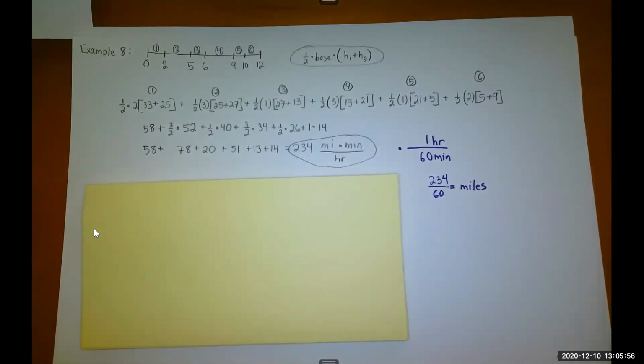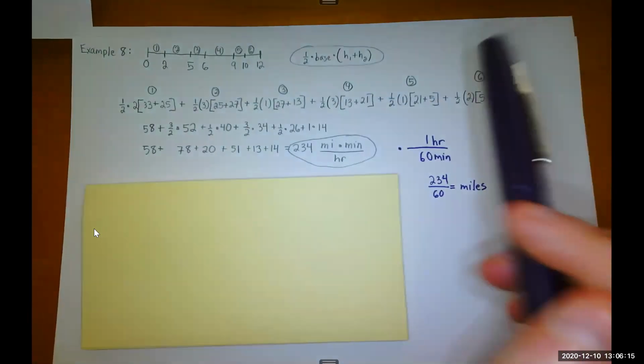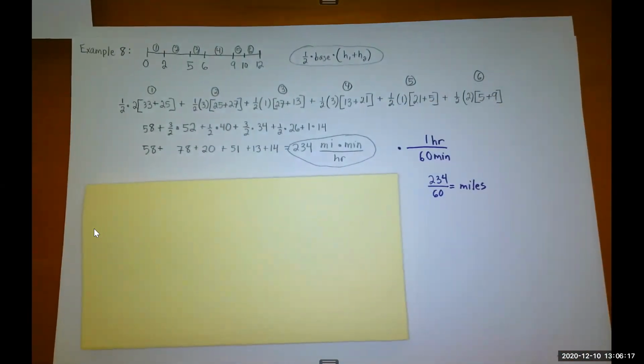Which brings me to the last idea about this problem. We could have, from the beginning, changed those minutes into hours, and then we wouldn't be in this position. So I could have done 2 over 60, 3 over 60, 1 over 60, 3 over 60, 1 over 60, and 2 over 60.